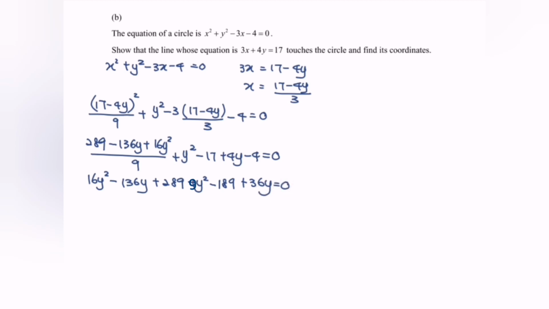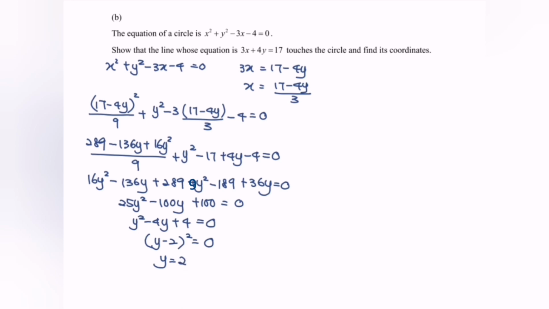So simplify the situation and we will have 25y squared minus 100y plus 100 equals 0. Kindly simplify the situation by 25. So y squared minus 4y plus 4 equals 0. Factorize the situation. (y minus 2) squared equals 0, where we have y equal to 2.